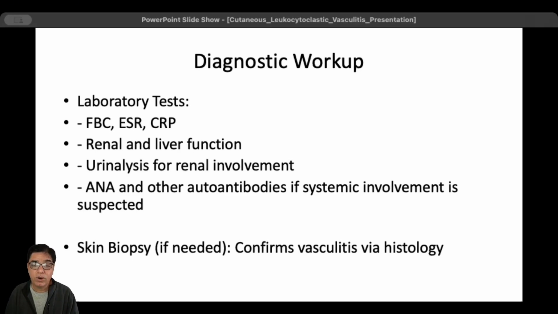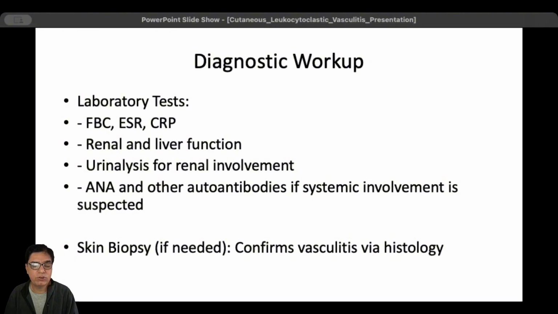So one very good screening test is the anti-nuclear antibodies test, which if positive can give you an idea if it could be SLE. Then there are other autoantibodies, especially the P-ANCA, C-ANCA, which are a bit expensive, but they are quite specific for certain conditions. Skin biopsy is very much specific. That confirms vasculitis via histology, but we rarely do these things.